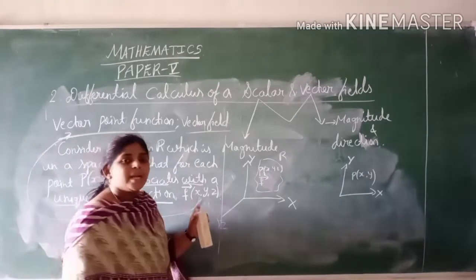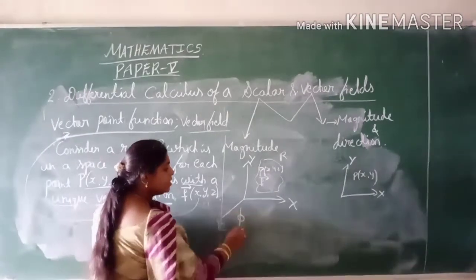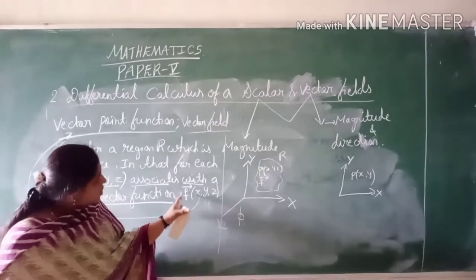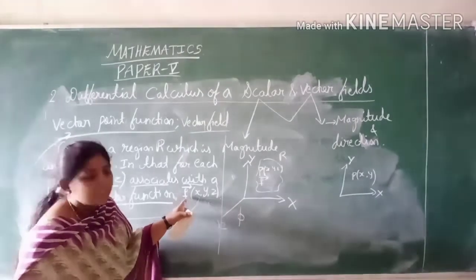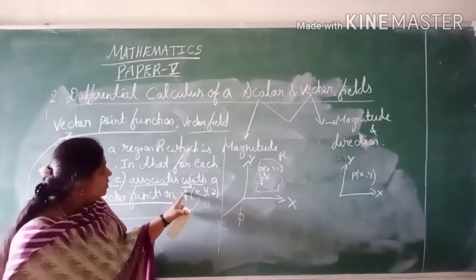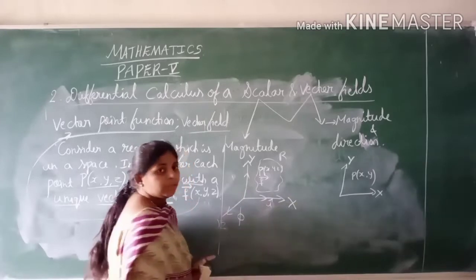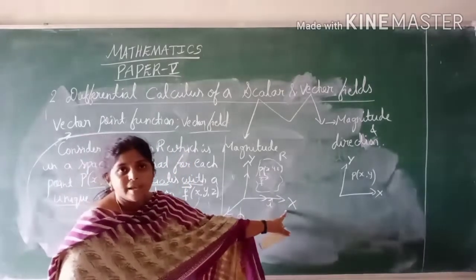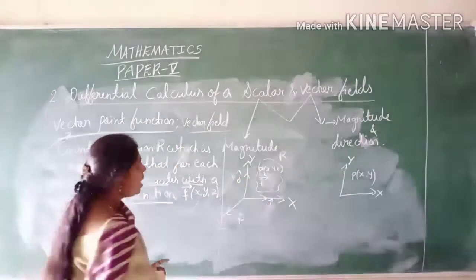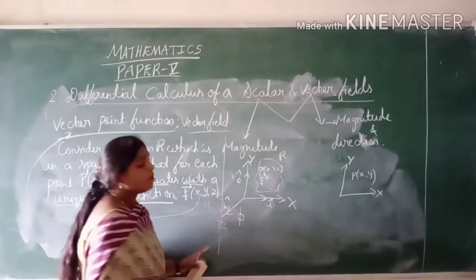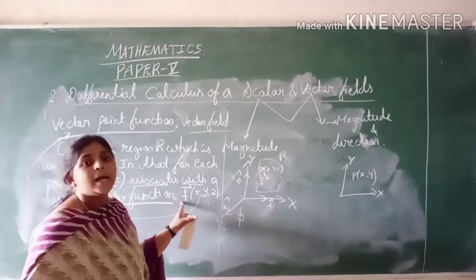That means a scalar point function has no direction at all. We are considering only phi. In the vector, see here, we denote it with an arrow mark above the letter f, which indicates a vector. Here, vector means we use the unit vectors: i is the unit vector along the x-axis, j is the unit vector along the y-axis, and k is the unit vector along the z-axis. Clear? This is the difference between the scalar point function and the vector point function.